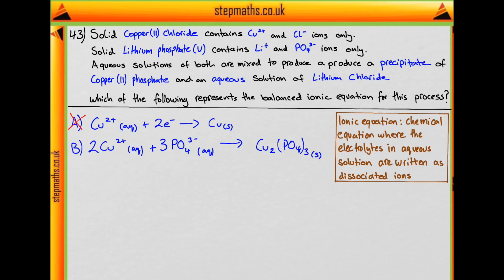So for equation B, we have our dissociated ions and a precipitate. But this is in fact the wrong precipitate, as we have copper 2+ and the phosphate 3-. So this will give you a precipitate of Cu3(PO4)2, not Cu2(PO4)3. So equation B is incorrect.